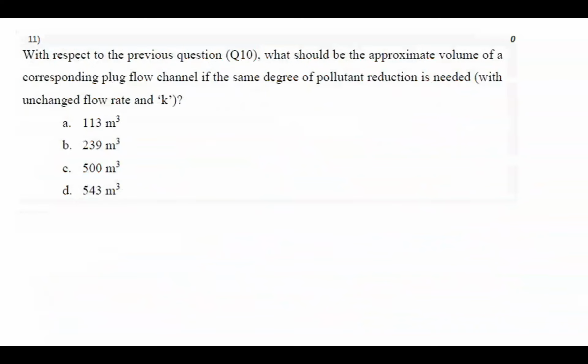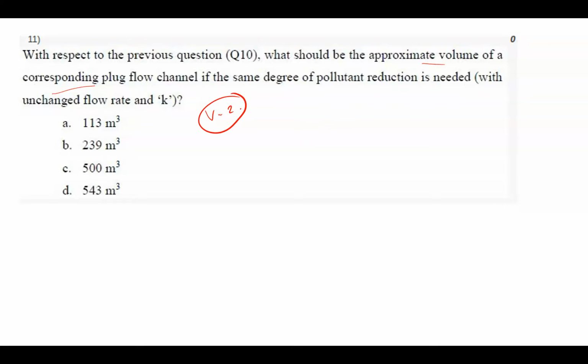If the same degree of pollutant reduction is needed, that means unchanged flow rate and k. We have to calculate the appropriate volume of the corresponding plug flow channel. We have to calculate V, in meter cube, for plug flow.